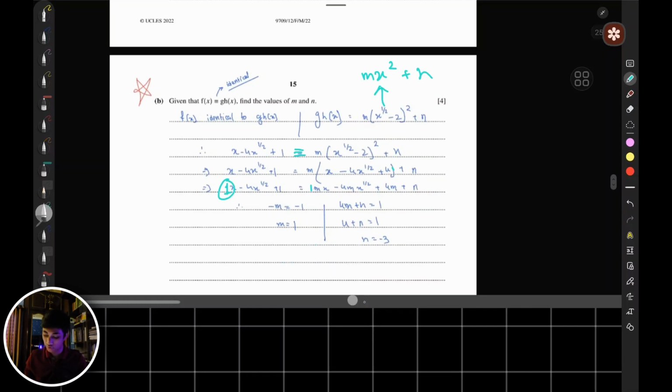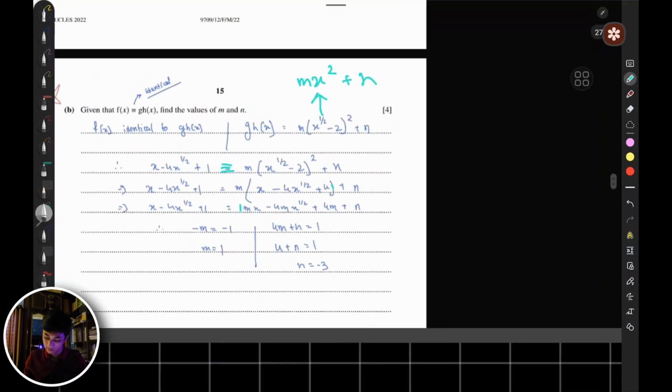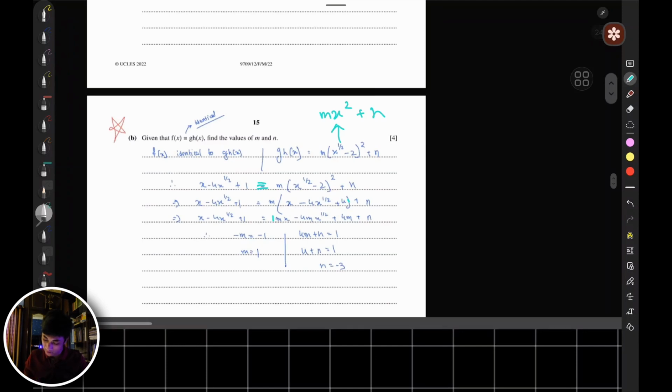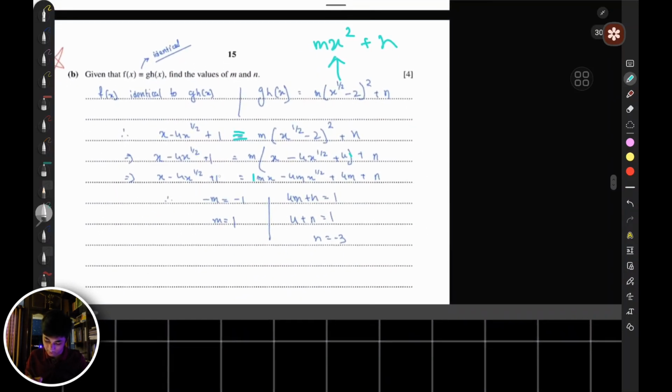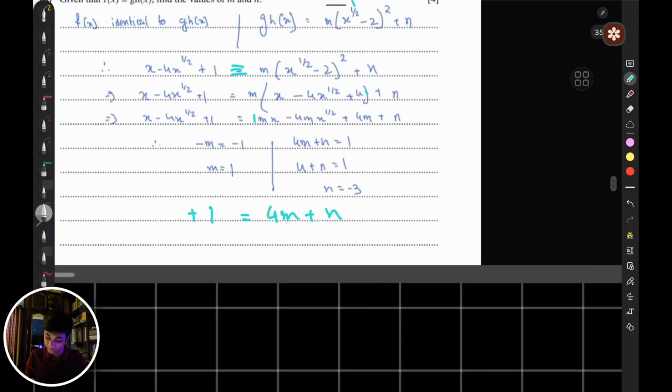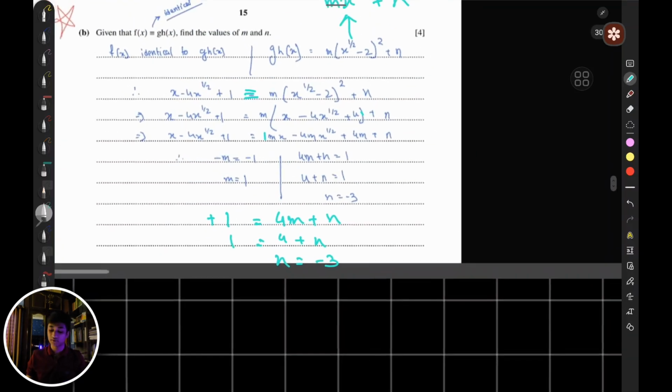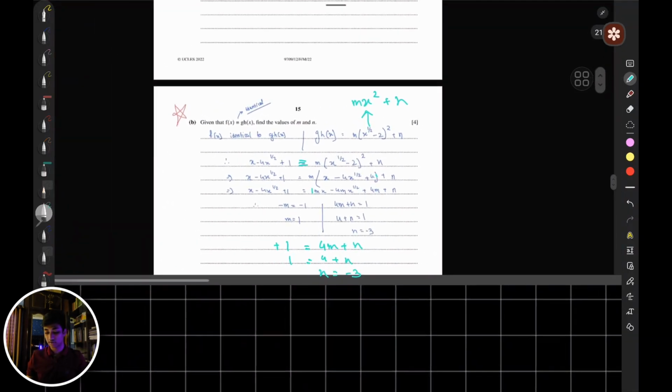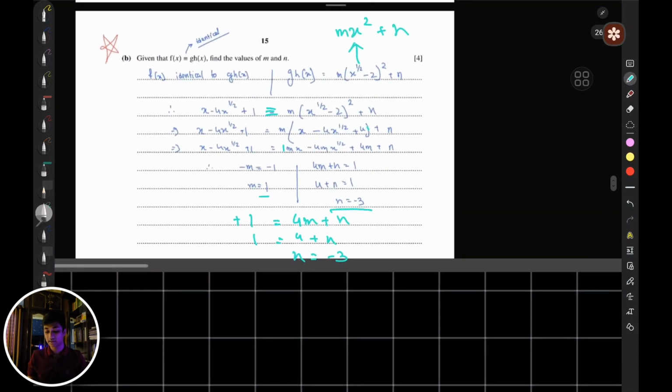So m is equal to 1. You already know that. And to find out n, the constant over here is plus 1 and the constant over here is 4m plus n. So you know the value of m, right? So plug in that value, which is 1 is equal to 4 plus n, so n is minus 3. N is minus 3. So that is your answer for m and n. Great.